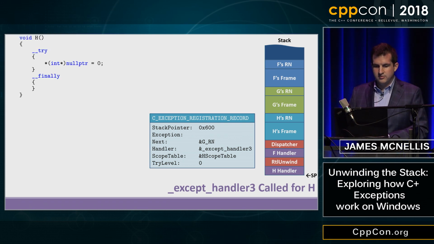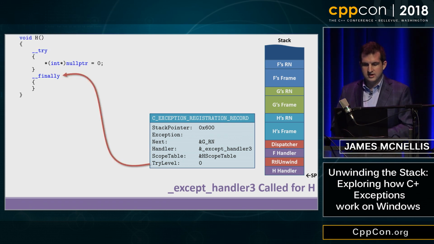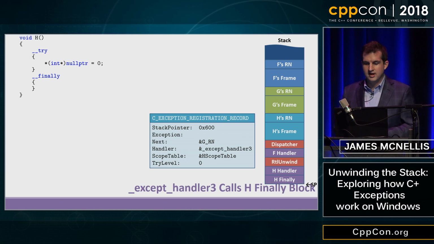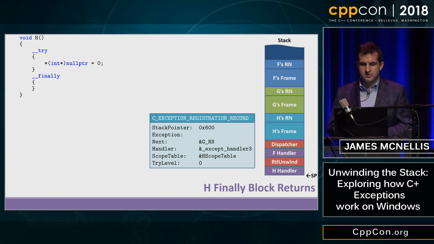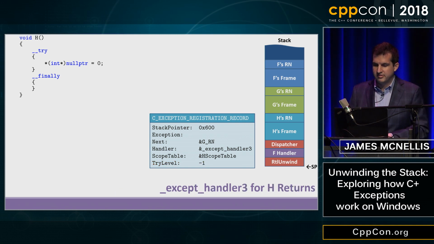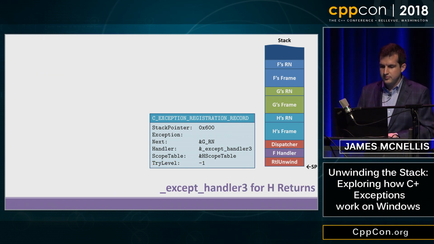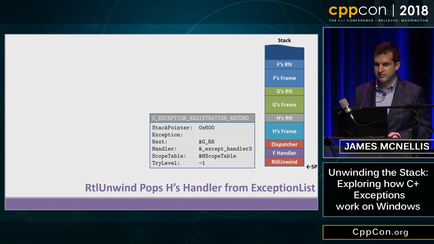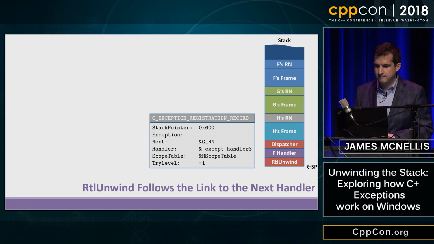Inside of our handler, we look at the current state, which indicates that we are in a finally block. It runs the finally block, which will return, and then we update the state. We've now reached the base state again, so our handler can return. RTL unwind will now pop the handler H from the exception list, and this frame has now been unwound, so it's not actually in the list anymore.